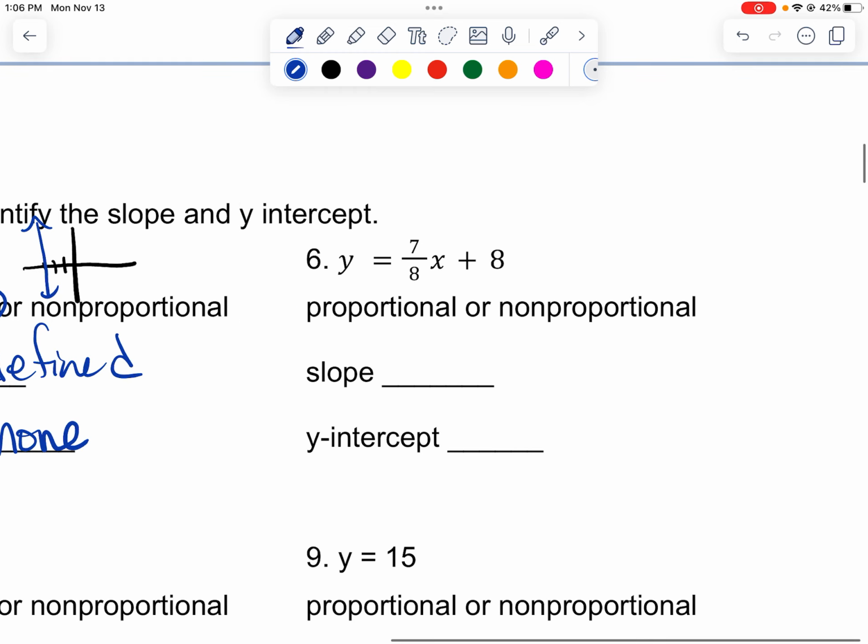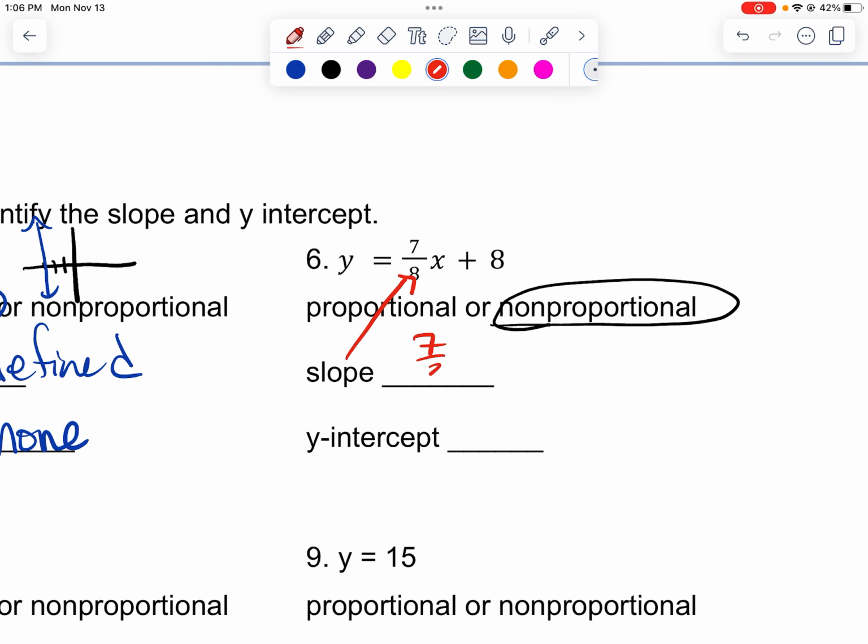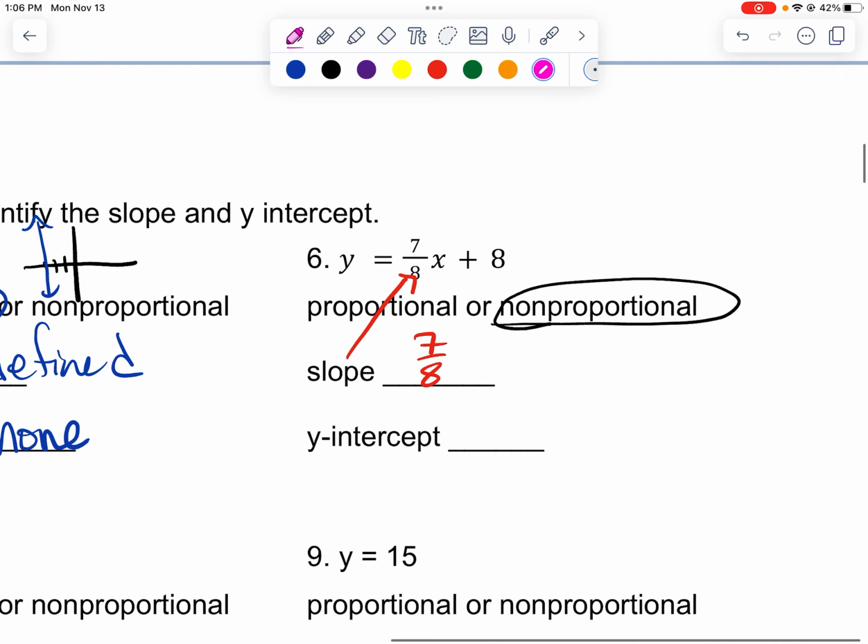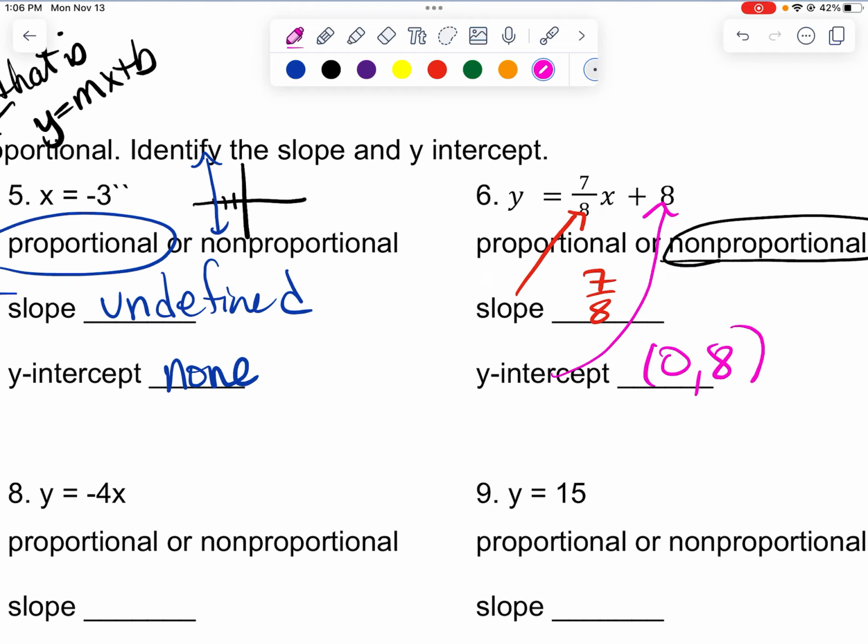Over here, is this proportional? No, it is not proportional. The slope is the number sitting in front of x. The slope is this number, so 7/8. The y-intercept is the constant, so I always write it as a point, 0.8.